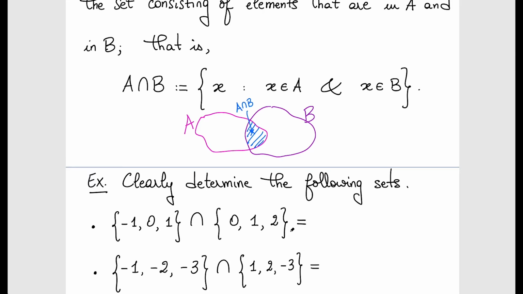So what is this thing then? Well, this is the collection of objects that are in this set and in this set. Well, -1 is only in this set, it's not part of the other set, so it should not be part of the intersection. 0 is in this set and in this set, so 0 is part of the intersection.